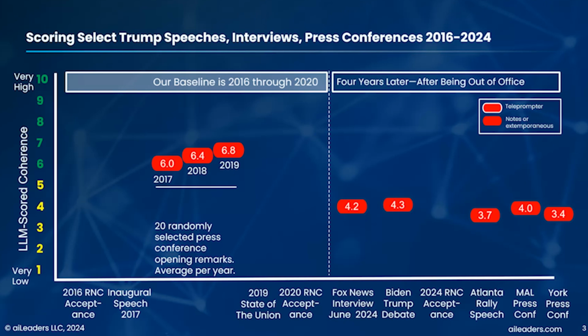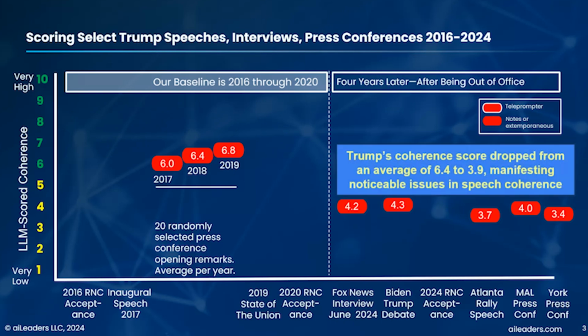Overall, using generative AI in this way, we're not looking at little snippets served up by media or by campaigns, but rather we're processing closer to the totality of a person's speech in the role, whatever president that may be. This particular issue is whether former President Trump may be manifesting indicators of cognitive decline. And the bottom line, his coherence, when you take him off teleprompter, has declined from an average of 6.4 to 3.9.